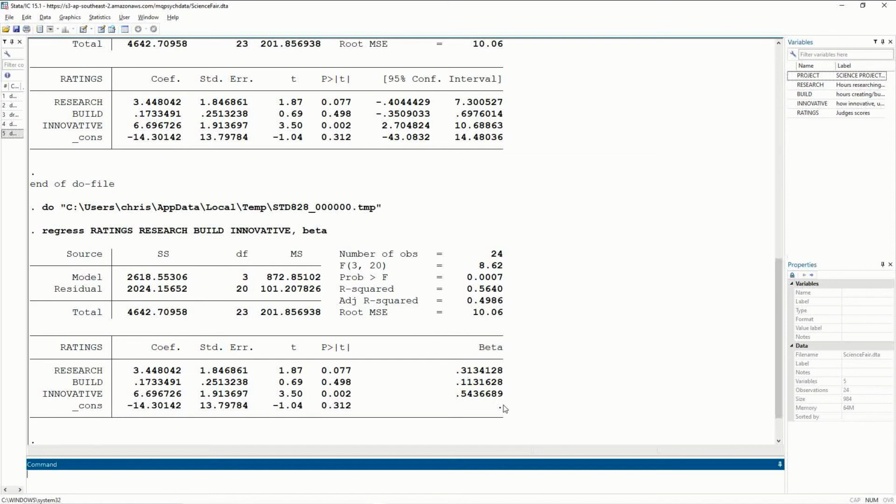And now what we can do is we can directly compare them, and we can say, well, for a 1 standardized unit increase in research, we get a 0.31 standardized unit increase in ratings. For a 1 standardized unit increase in building, we get a 0.11 standardized unit increase in ratings. And for a 1 standardized unit increase in innovativeness, we get a 0.54 standardized unit increase in ratings. So what this is telling me is of these 3 different predictors, innovativeness has the largest effect, 1 for 1 compared to the others. This is followed by research, and then building.